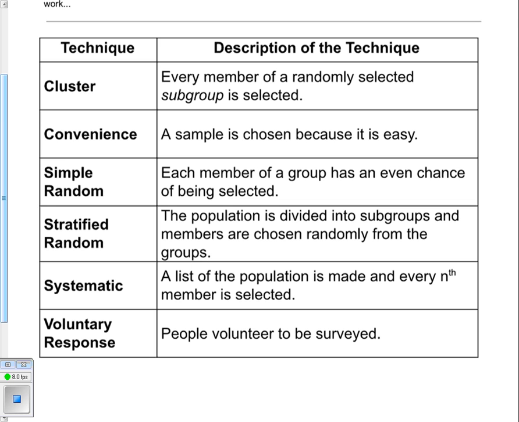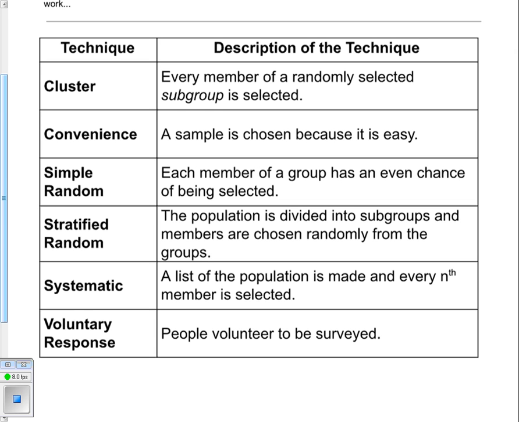A cluster is where every single member, so every single person or every single light bulb or every single soccer ball or whatever in the entire group is randomly selected from a subgroup. Basically you take the entire group of students out of a population, you put them into different subgroups, for example, into classrooms or into sports teams. Then you sample every single member of a randomly selected subgroup. So you don't actually sample every single person in the entire population, but you select and sample every single person from one specific subgroup, for example, one classroom.